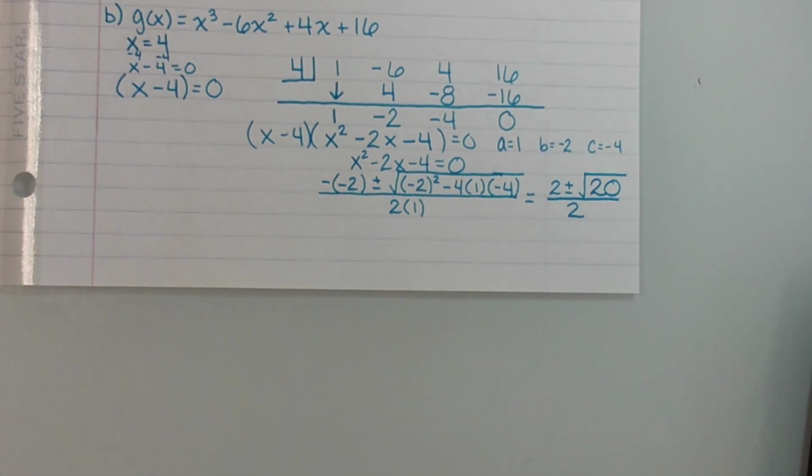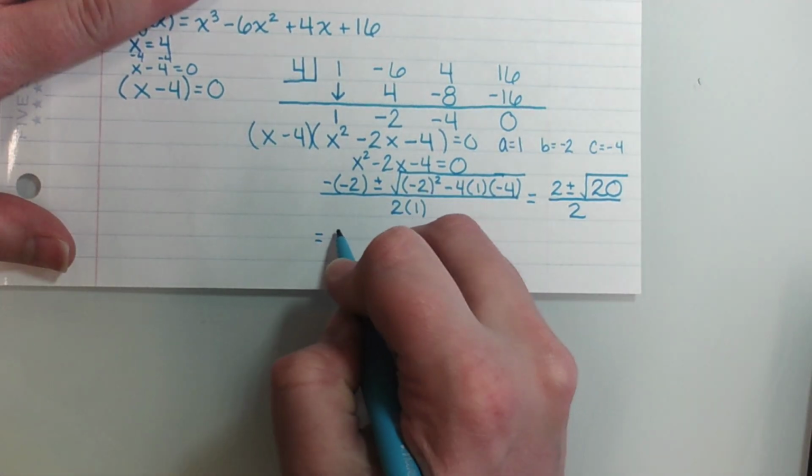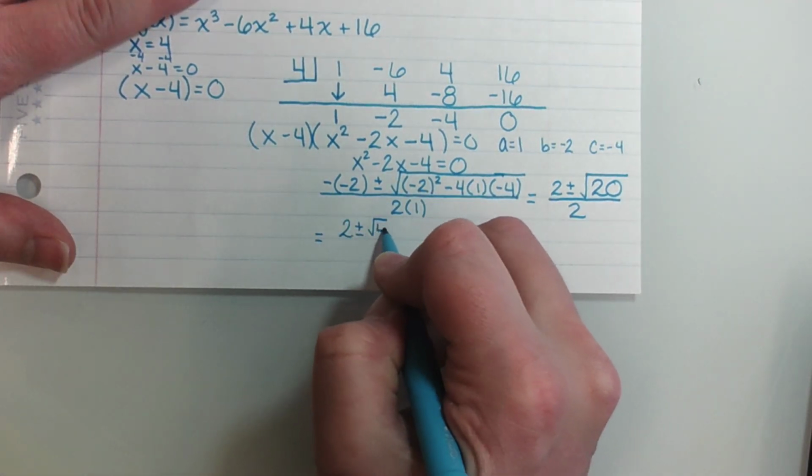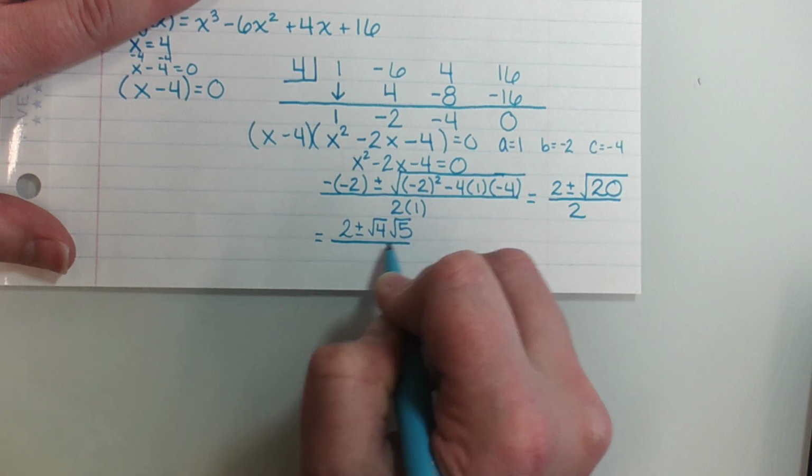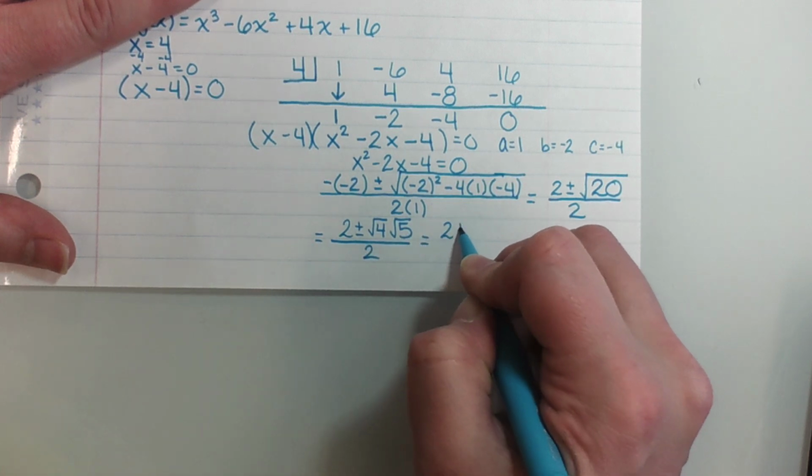Twenty is not a perfect square, but can we simplify the square root of 20? Yes. If you're not sure, think about your factors. 1 times 20, 2 times 10, 4 times 5. Are any of them perfect squares? 4, which means it's square root of 4, square root of 5. Simplifying the square root of 4, we get 2.